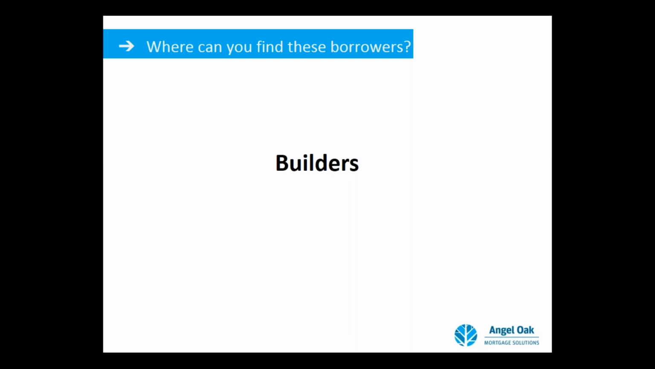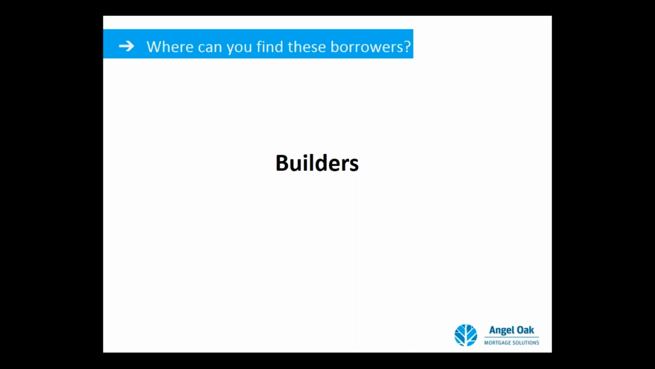The second really primary source for these borrowers is builders. Similar to realtors, builders are gatekeepers, but builders have a lot of incentive to get out there and get their houses sold. And so if you can bring products and programs that allow the builder to sell more houses, they're going to want to talk to you.